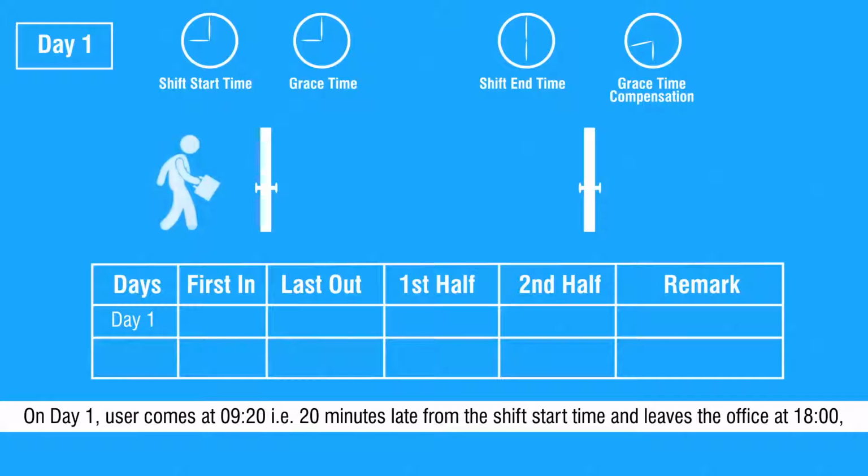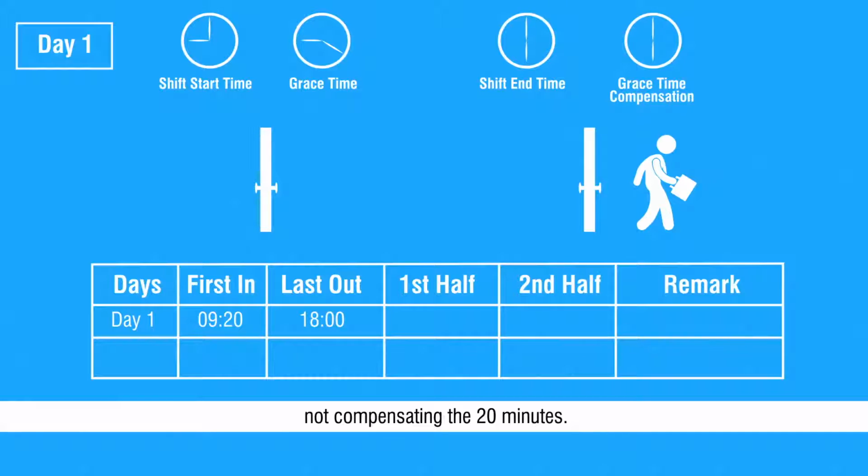On day 1, user comes at 9:20, that is 20 minutes late from the shift start time, and leaves the office at 18:00, not compensating the 20 minutes. The system still marks him present for both first and second half.